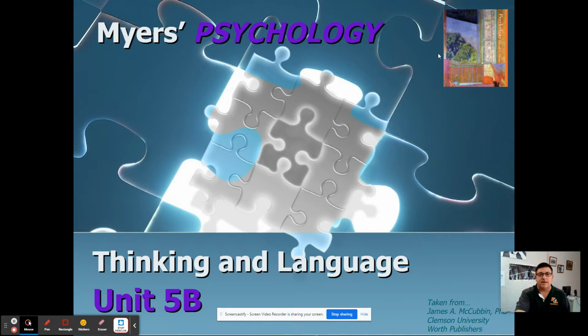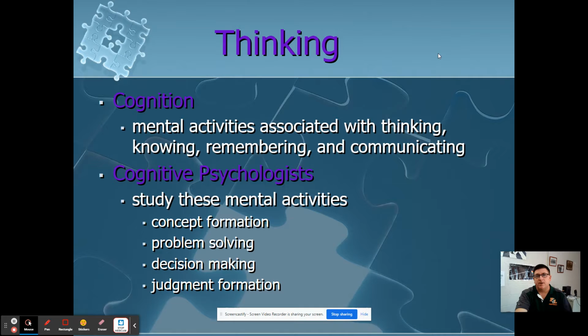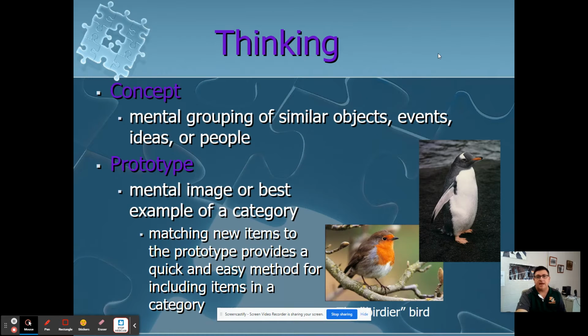All right, hey, we're going on section 5, part 2 of unit 5, thinking and language. Pretty cool stuff here. So thinking is everything. Cognition. It's our mental activities that are associated with thinking, remembering, and all that stuff. Cognitive psychologists study these aspects of cognition in so far as making decisions, problem solving, and things like that.